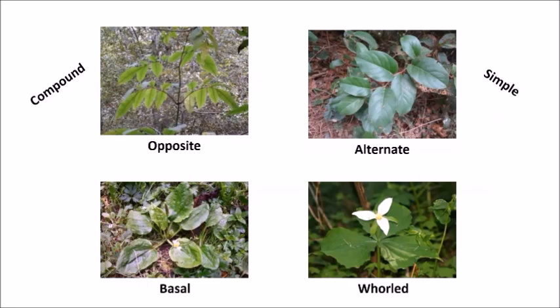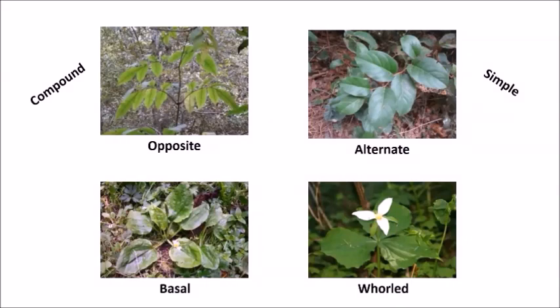So there's 4 different leaf arrangements. Opposite means that the leaves are coming out opposite to each other on the stem. Alternate means that they're alternated. I think of a ladder, like if you were climbing up, where the pole's in the center and the handles are on the outside. That's what I think of with alternate.